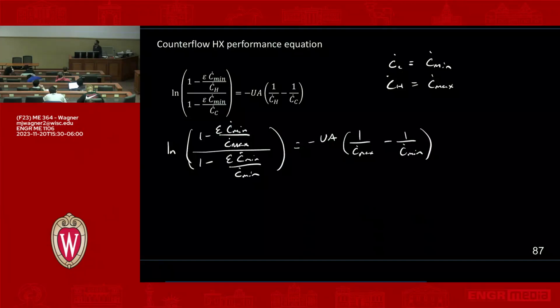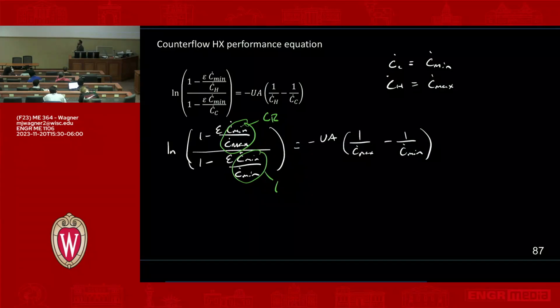All right, so what can I do with this now? Well, C dot min over C dot max on the left side, that's the capacitance ratio. This is CR, so we can sub that. C dot min over C dot min, this is 1. So that helps. On the right-hand side, we're still left with this C dot max, C dot min thing. It would be nice if we could just express this in terms of CR as opposed to these C dot min, C dot max. So let's do this.